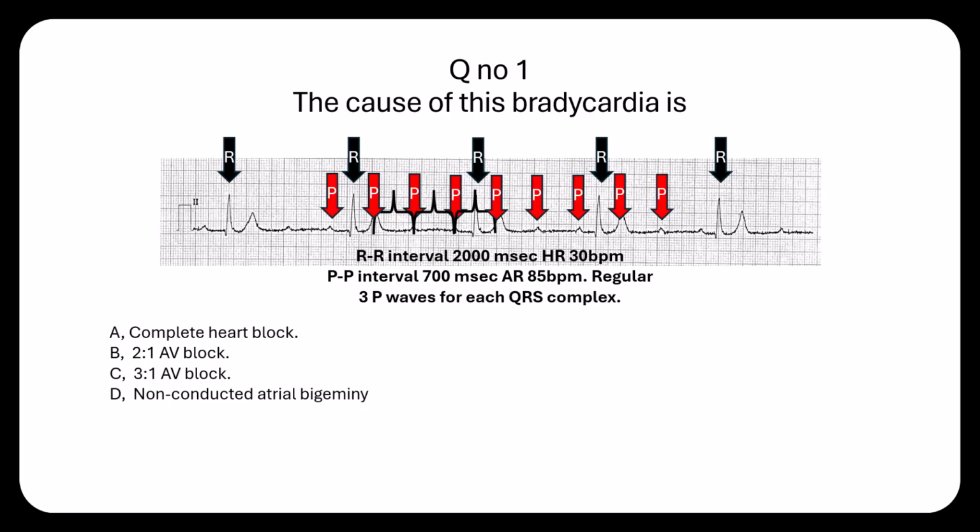If this is 3 to 1 AV block, there should be a fixed relationship between atrium and the ventricle. If we measure the PR interval of the first complex and the last complex in this regular rhythm, they are of different duration. There is AV dissociation and the diagnosis is complete heart block. Option A is the correct answer.